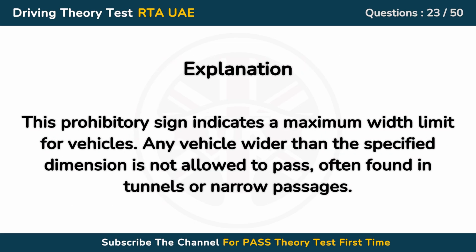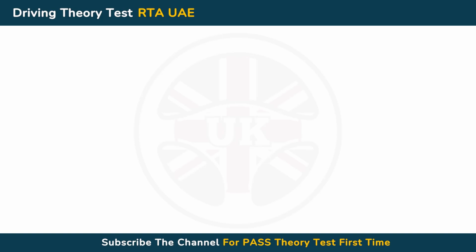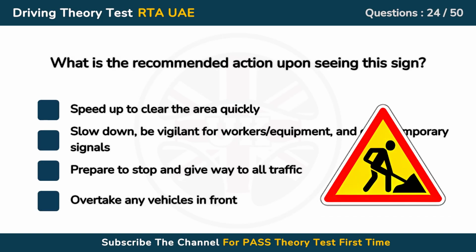Answer is B. Lane changes and overtaking are permitted if safe. A broken white line indicates that vehicles may cross the line to change lanes or overtake, provided it is safe to do so and doesn't violate other traffic rules or conditions.